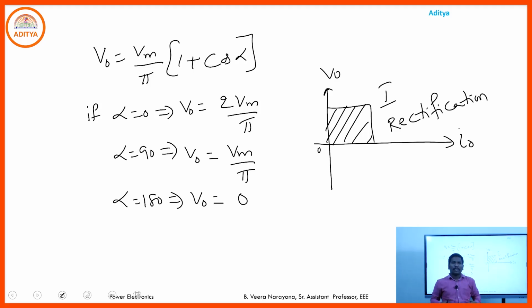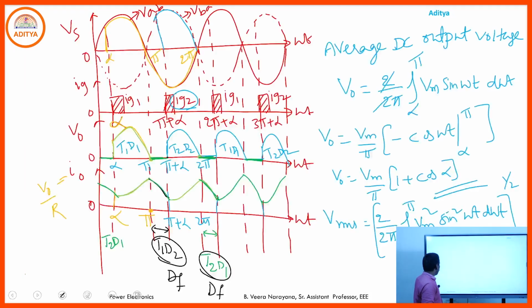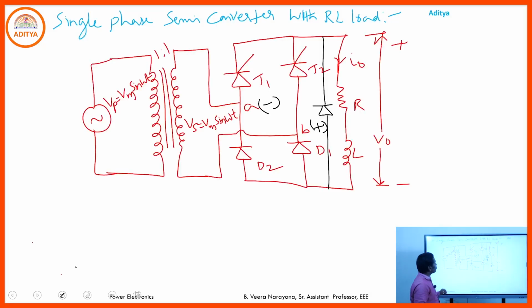Or if I just want to collect the single quadrant operation for the entire firing angle range, then we simply go through these semi-converters or half controlled converters. So here this is the simple representation of single phase semi-converter or half controlled converter with RL load.